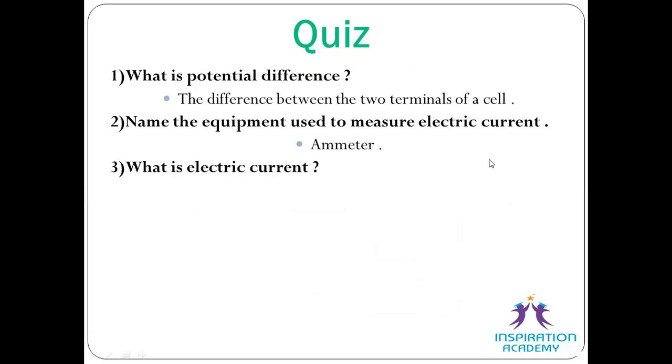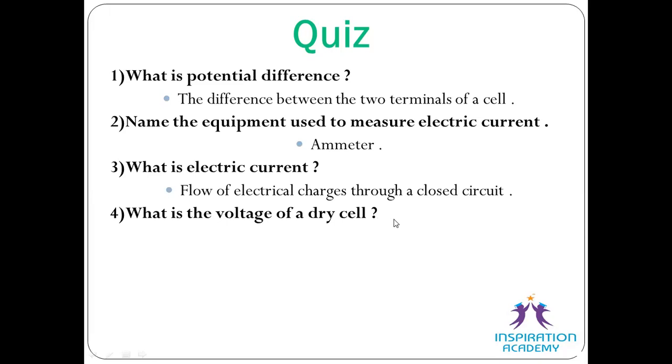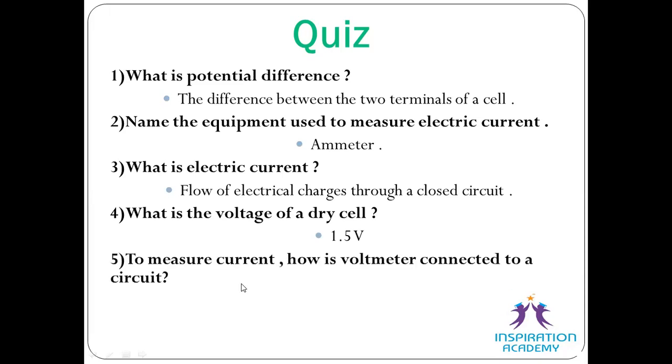What is electric current? Flow of electrical charges through a closed circuit is known as electric current. What is the voltage of a dry cell? 1.5 volts. To measure voltage, how is a voltmeter connected to a circuit? In the parallel method.